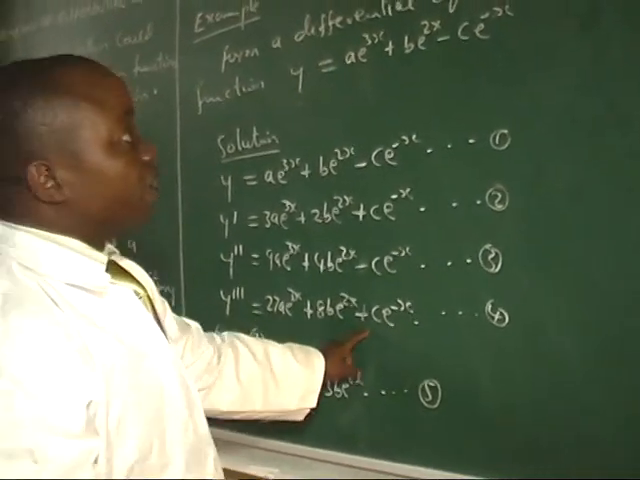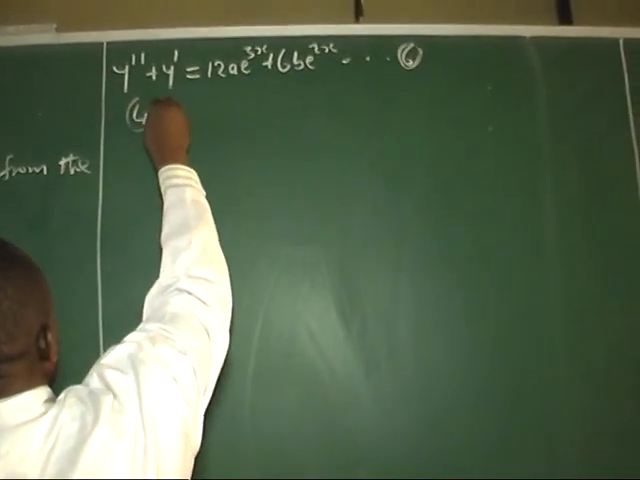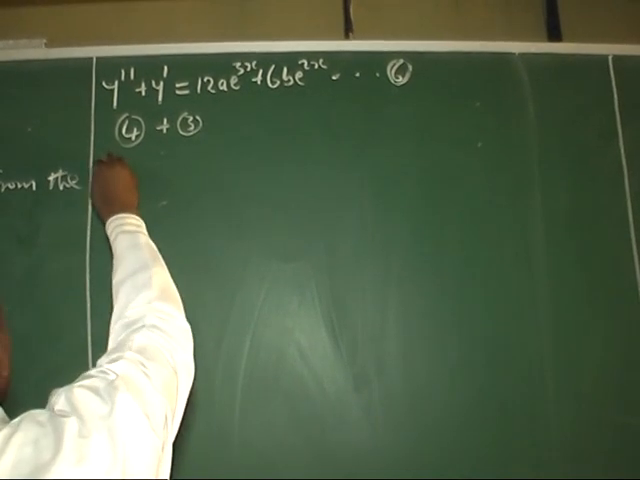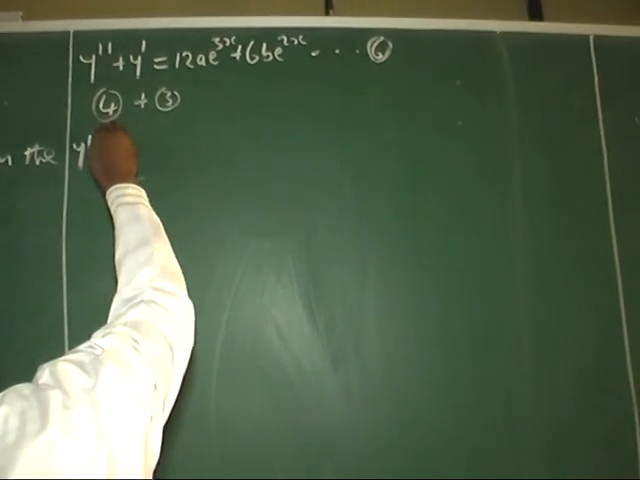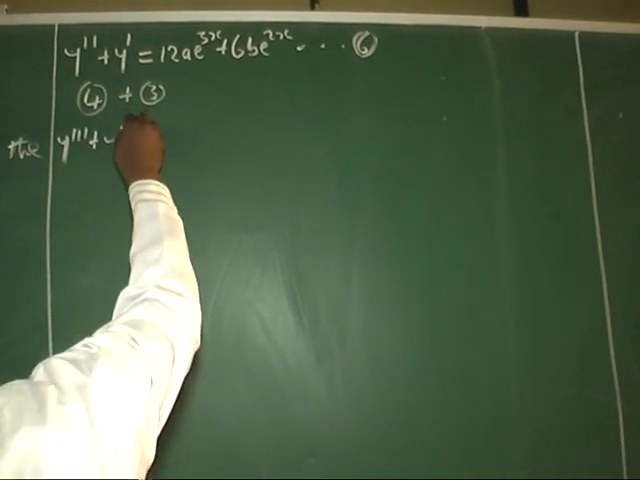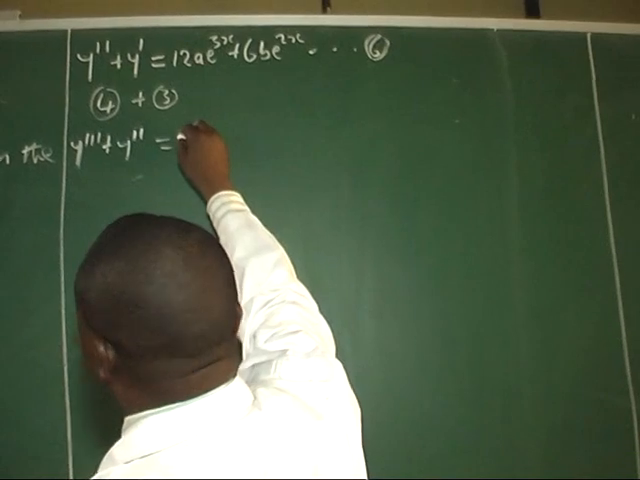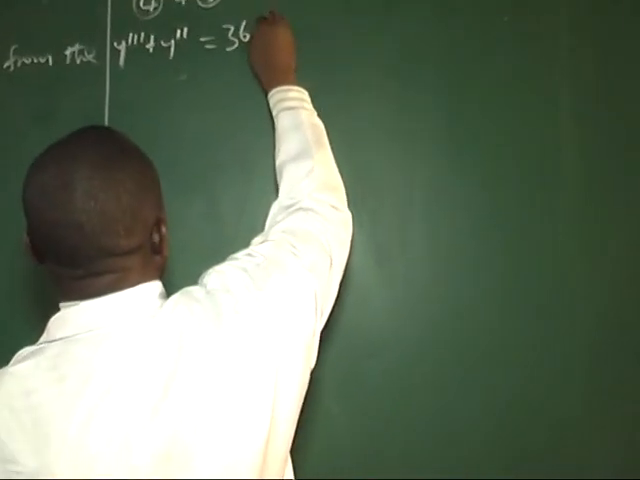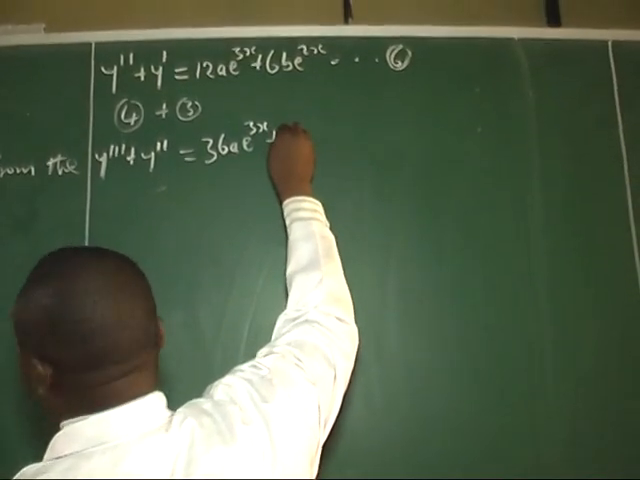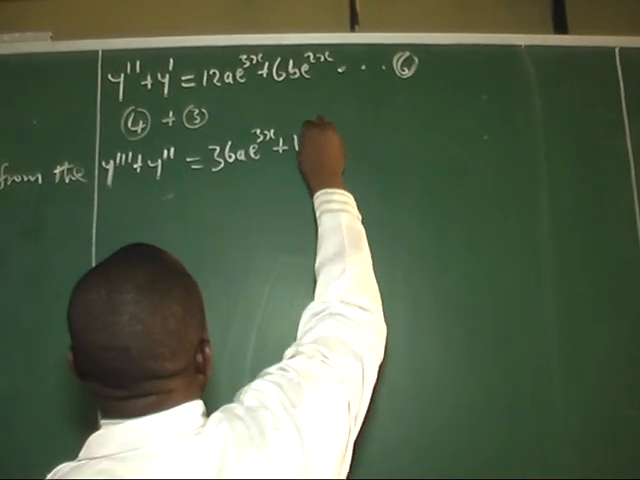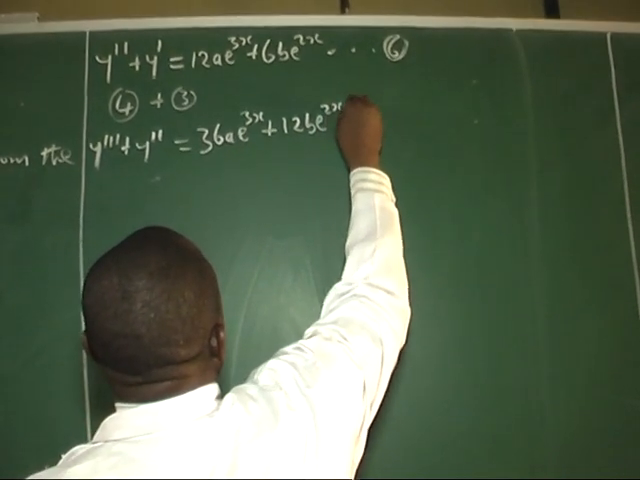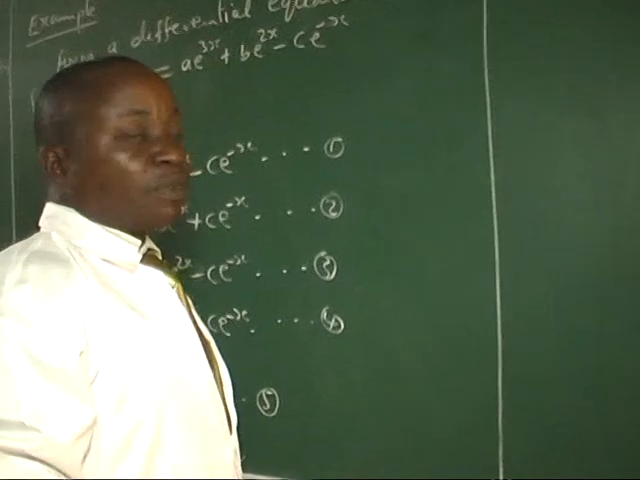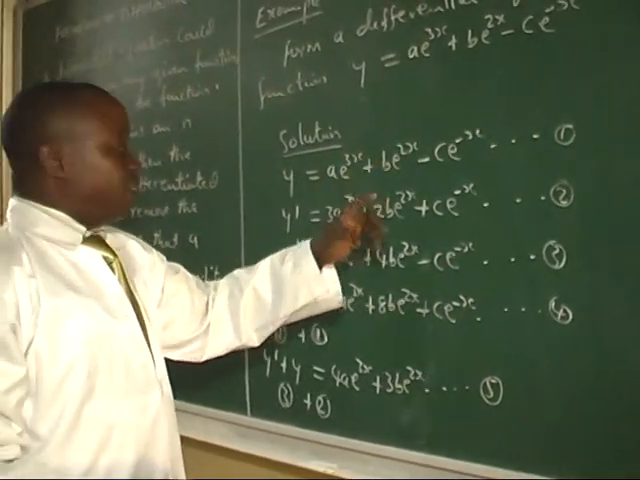Now, we still have another one here. I also see equation 4 plus equation 3. And that will give us y triple prime plus y double prime equal to 36a e^(3x) plus, we add this, 12b e^(2x). So we have equation 7. So you see that we have succeeded in removing c. We want to remove b.